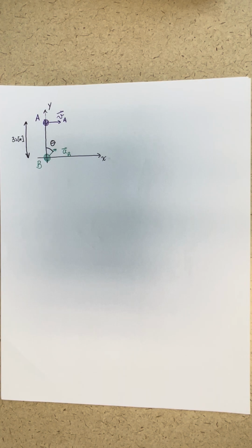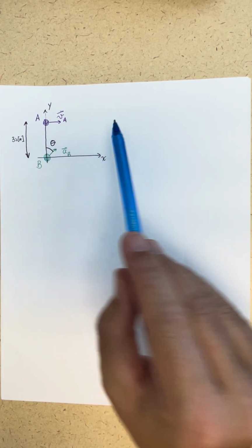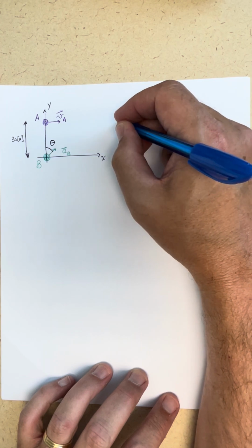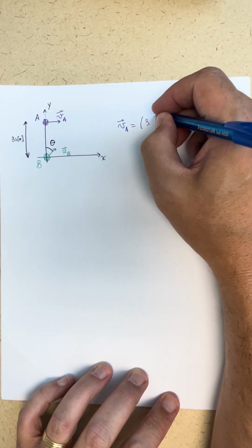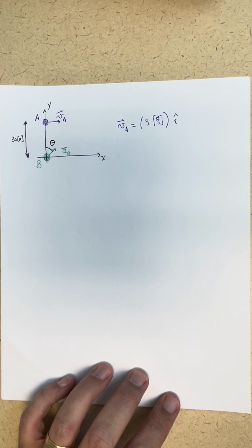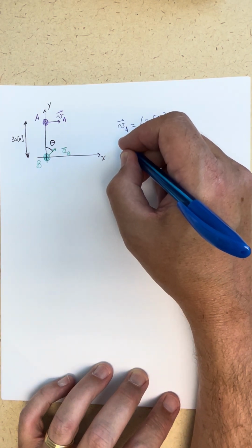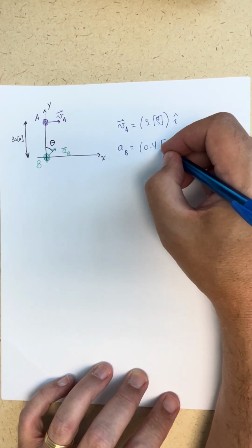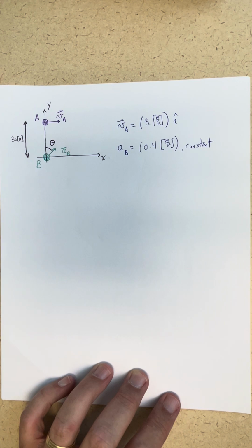So our setup is some motion in the xy plane. Object A is going to move just to the right, and it has a constant velocity, no acceleration. So the velocity vector for this puck A is 3 meters per second, and it is entirely along what we're taking to be the x direction. The acceleration of object B is fixed at a value of 0.4 meters per second squared, and that's constant. So this is an example of motion with a constant acceleration.